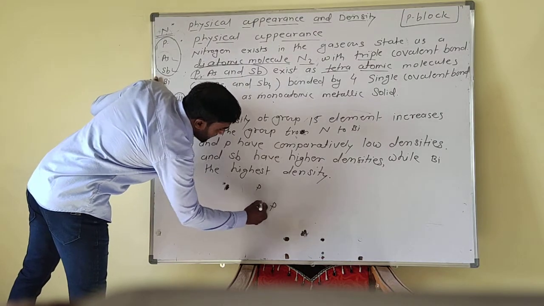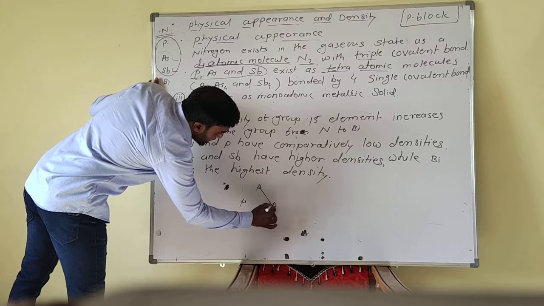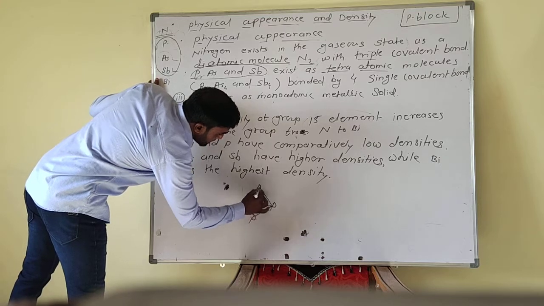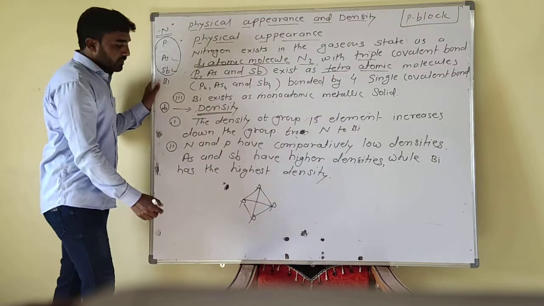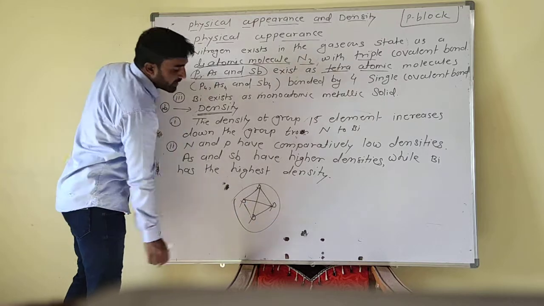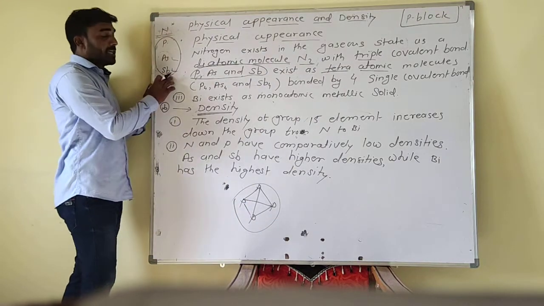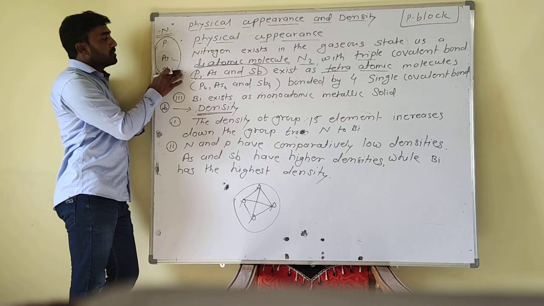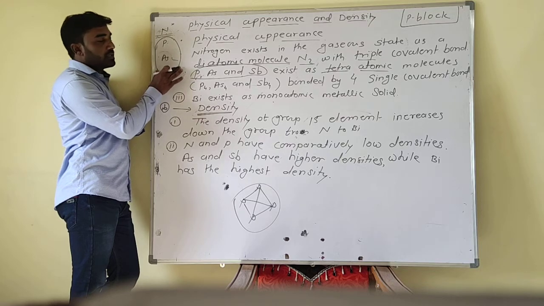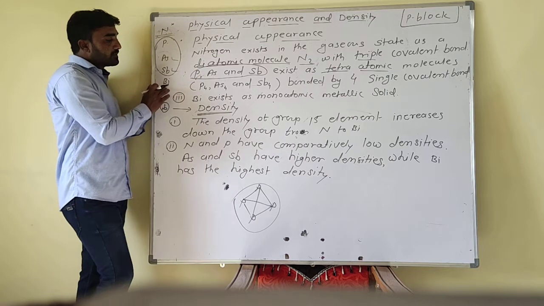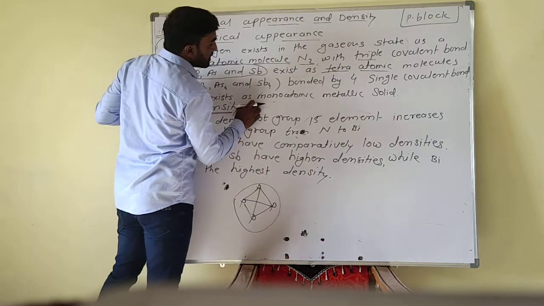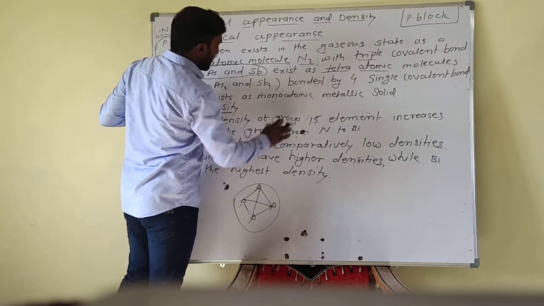Phosphorus is a tetraatomic molecule. So these are the structures of phosphorus. Phosphorus is a tetraatomic molecule, that is P4, As4, Sb4. So these are the physical appearances of the other three elements. Now last is bismuth. Bismuth exists as a monoatomic metallic solid.